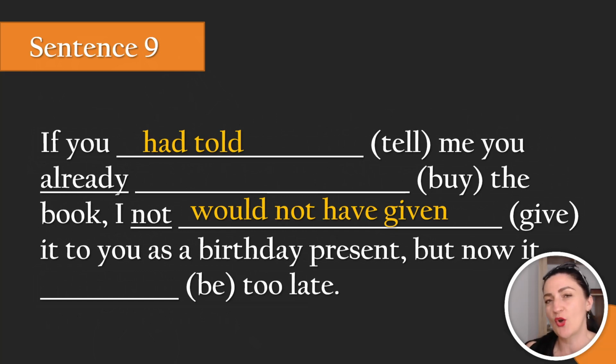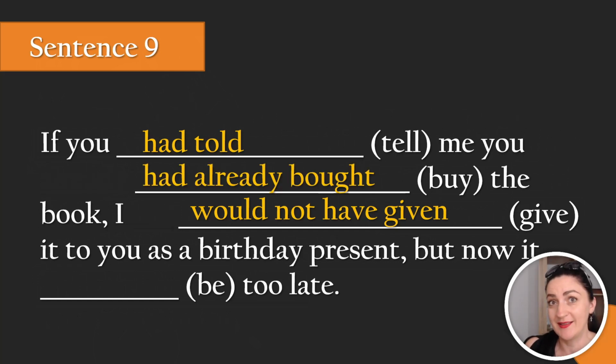Since we cannot go further back in the past from past perfect, we have no other choice but to use past perfect once again. And finally, the word now tells us that we need to use present simple of the verb to be. If you had told me, but you didn't, you had already bought the book, I wouldn't have given it to you, but I did, as a birthday present. But now it is too late.